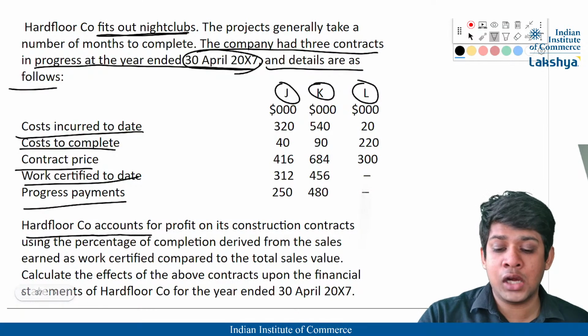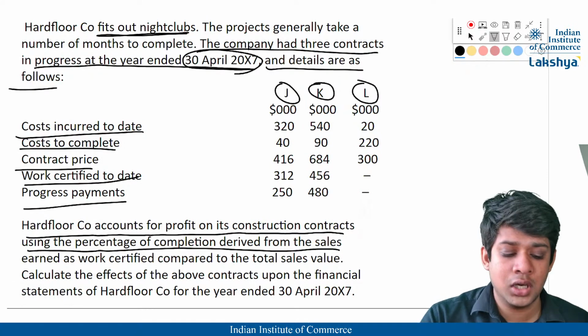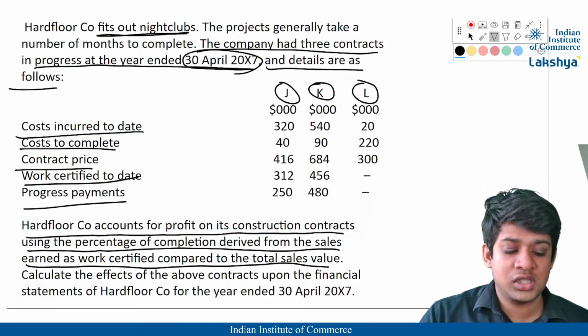Now, Hard Floor company accounts for its profits on its construction contracts using the percentage of completion derived from the sales earned as work certified compared to the total sales value.